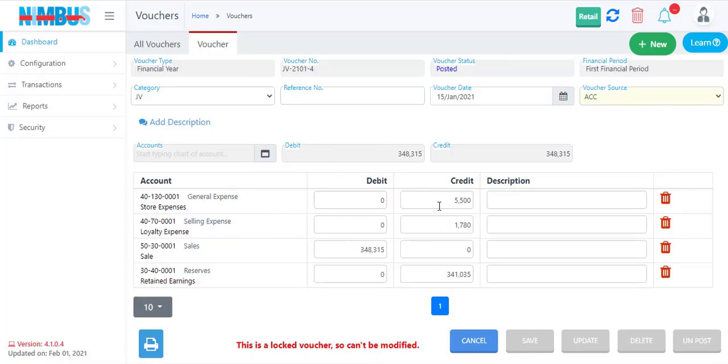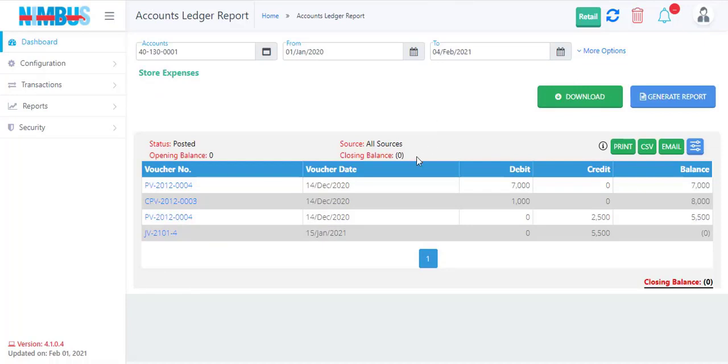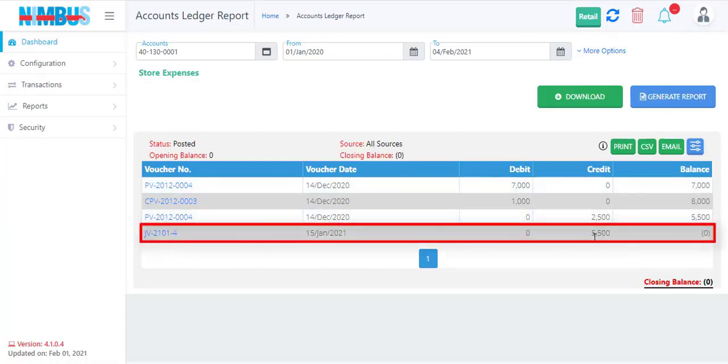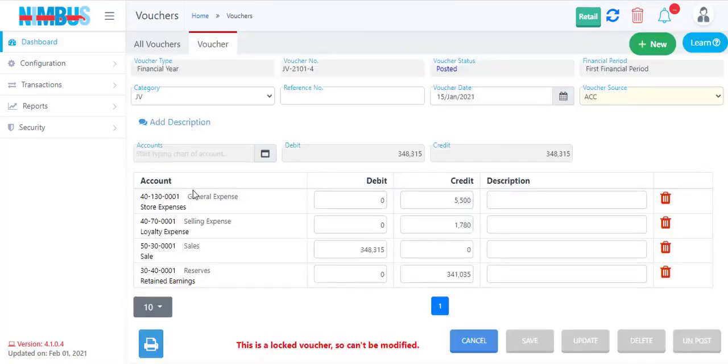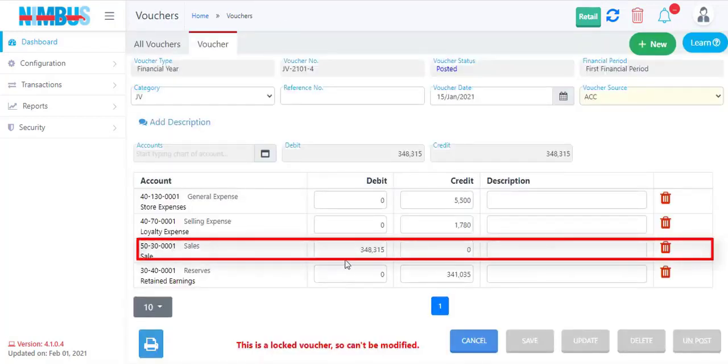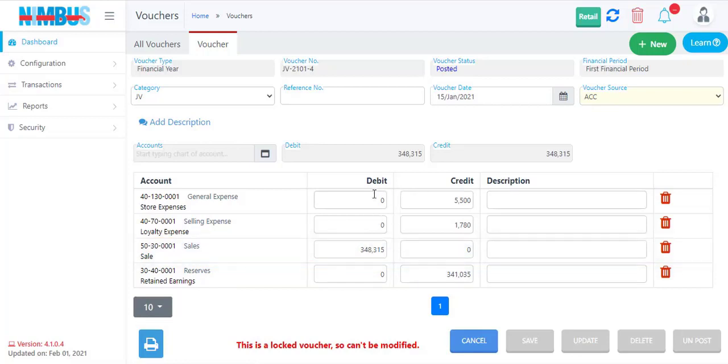For store expenses, 5,500 was accumulated expense. In the 15th January JV, the 5,500 is credited. So the expense becomes zero. Similarly, 348 was total sale in this period and the system has made a debit entry. And now the difference of the debit side and credit side will go to the retained earning.